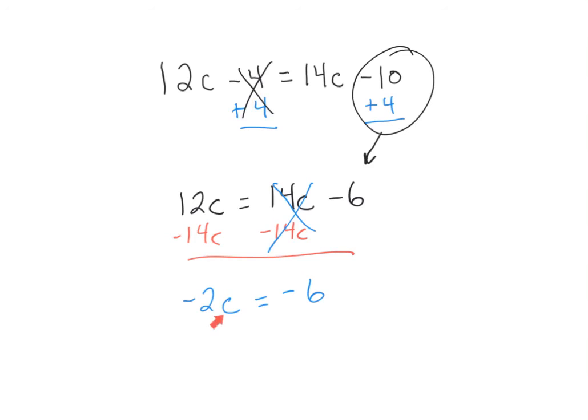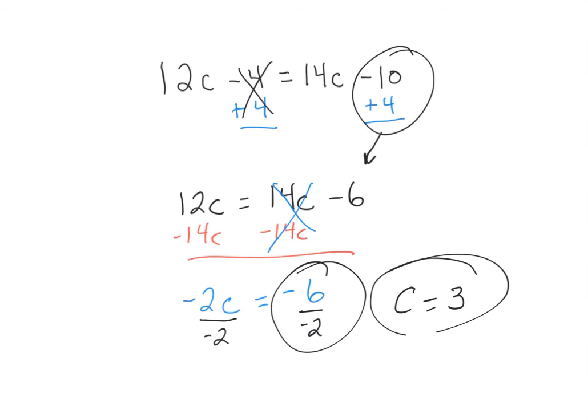Now remember on the last problem, we talked about how the negative 2 and the c are being multiplied. The opposite of multiplication is division. So I'll divide negative 2 on both sides. And so c equals negative 6 divided by negative 2, which is positive 3. And so that's my answer. Positive 3. Hope that helped.